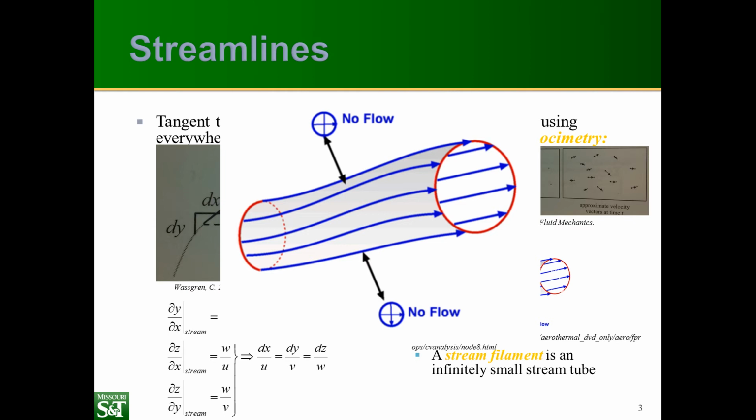Now there's no flow, so what does that mean? If there's no flow across the streamlines, or into or out of the stream tube, it means when streamlines are further apart, the flow actually is slowing down. And when streamlines get closer together, it means the flow is speeding up. So we can look at streamlines to get an idea of how the flow is behaving.